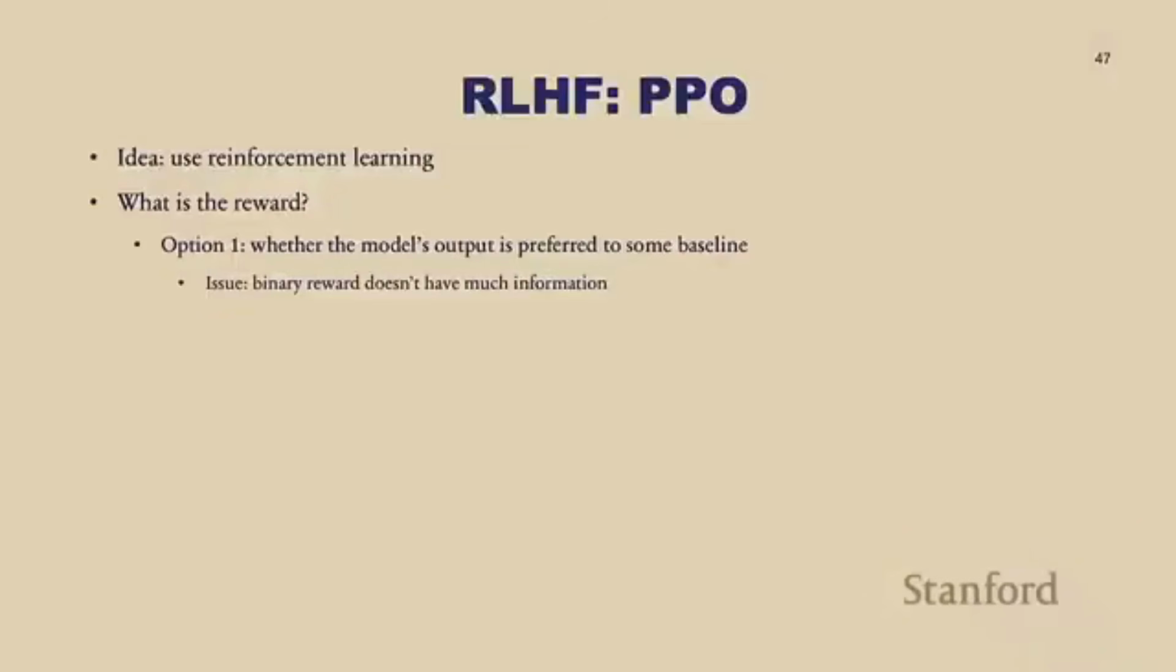So if I'm better than the baseline, this is a +1. If not, it's a -1. So now it's a binary reward. The problem with a binary reward is that it's very sparse, and you don't get much information out of it. Maybe your answer was slightly better, maybe it was way better, and you don't really know from this how much better it was.